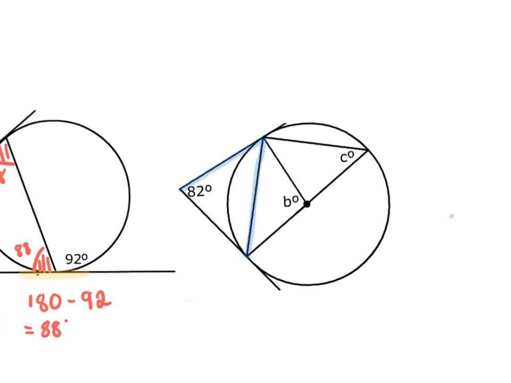Okay, this one. This is also an isosceles triangle because we've got two tangents touching a circle. So these two blue angles will be the same. So 180 subtract 82 gives you 98 degrees. Divide that by 2 to find out what each of them are, and you get 49 degrees.